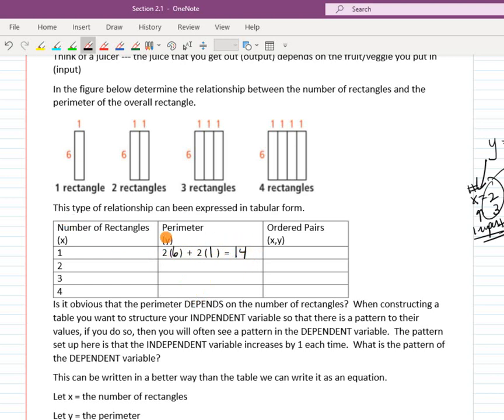So then I would have an ordered pair. My x value would be 1. My y value is 14. So that's my input and output. Input of 1, output of 14.